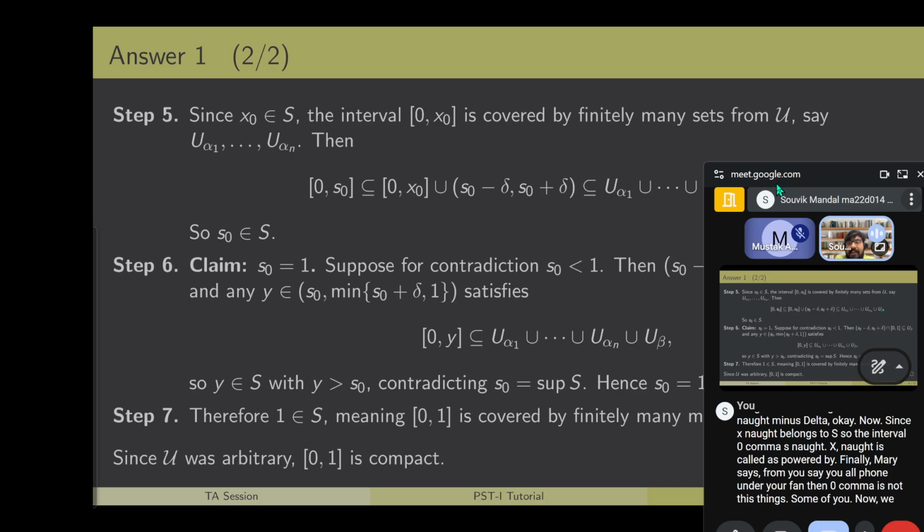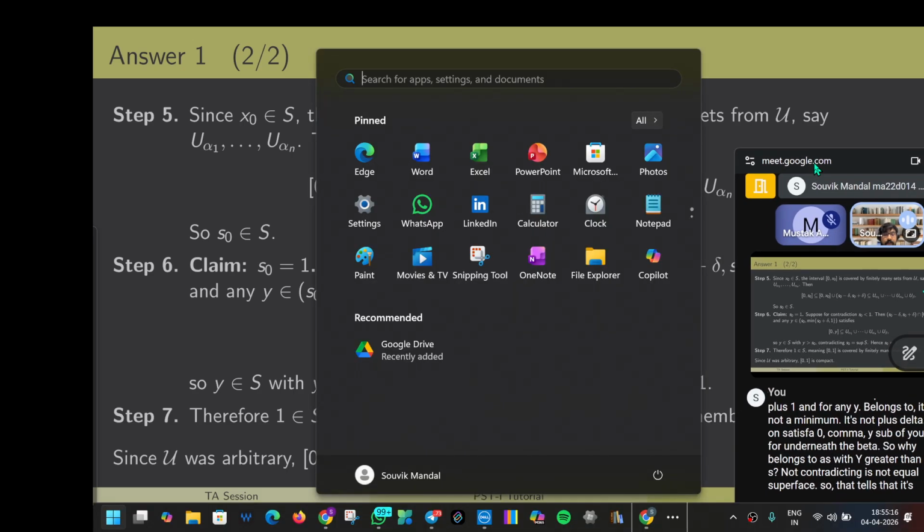Now, we are claiming that s naught is equal to 1. Suppose for contradiction s naught is less than 1. That means what can we say? From this, for any y belonging to the interval s naught, minimum of s naught plus delta and 1, the interval 0 comma y is covered by u alpha 1 up to u alpha n and u beta. So y belongs to S with y greater than s naught, contradicting s naught being the sup of S. So that tells us s naught equals 1.